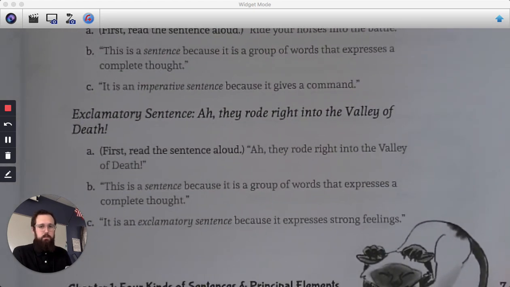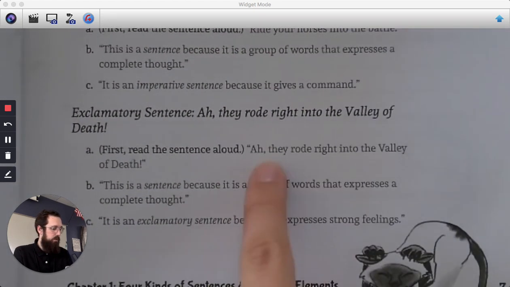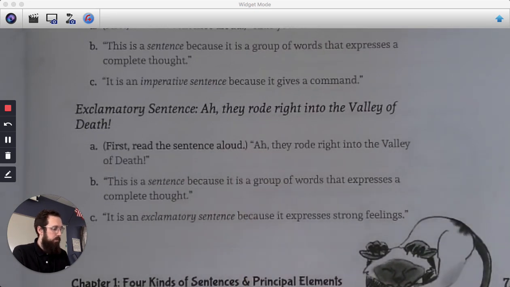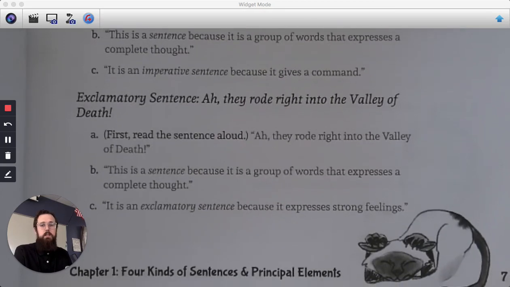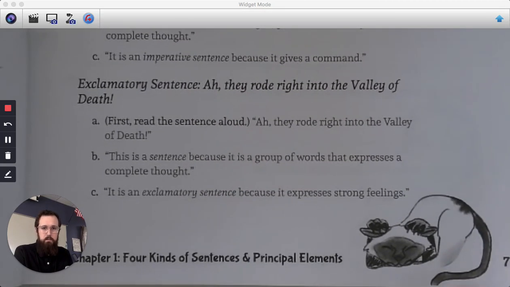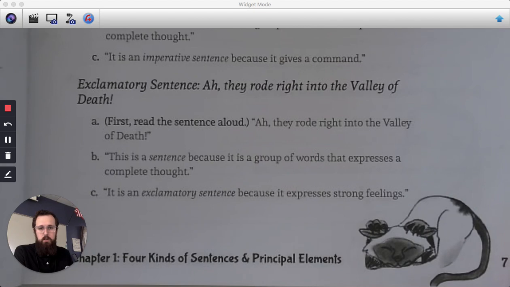Exclamatory sentence. Ah, they rode right into the valley of death. This is a sentence because it is a group of words that expresses a complete thought. It is an exclamatory sentence because it expresses strong feeling.